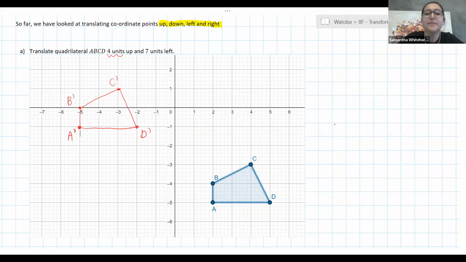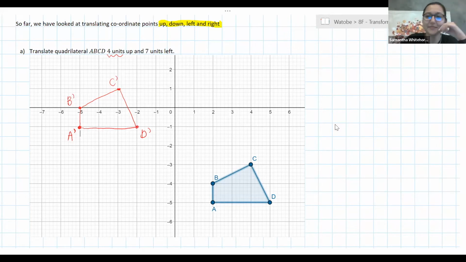Okay, so this is a recap of what we've already done, and you can find this video of this lesson on Watobe's website, so you can go and watch it there. I'm going to do another example of recapping this, but basically what we have done so far is being able to move shapes up, down, or left or right. And this is an example of that. So we're going to do another example, but otherwise go ahead and watch the video that's on Watobe's website.